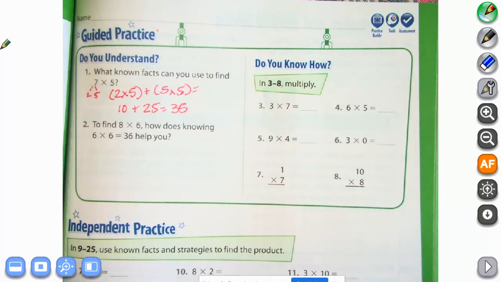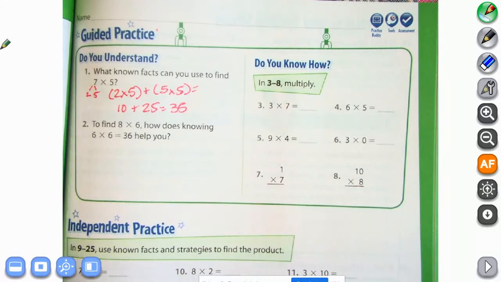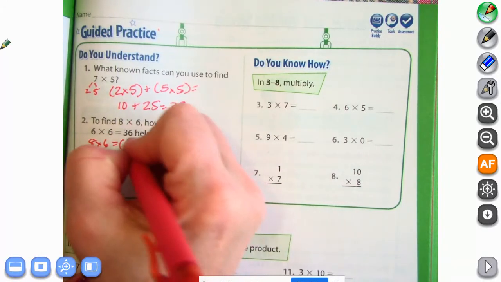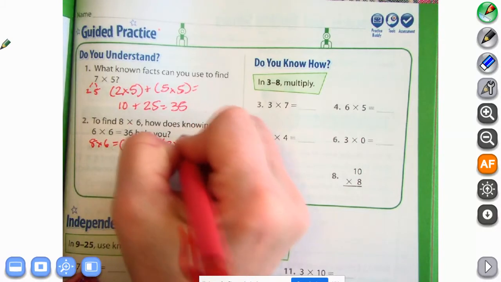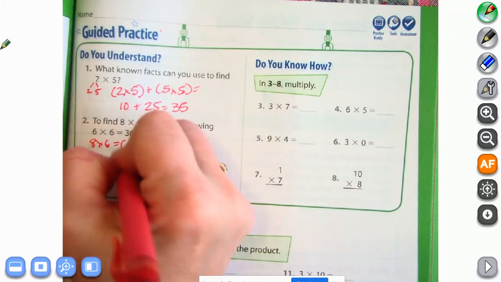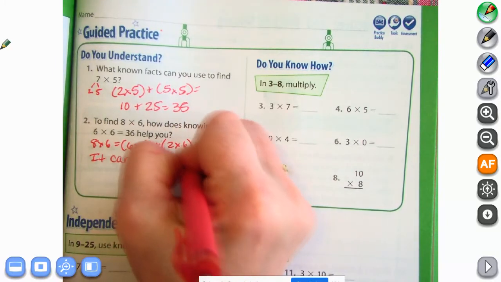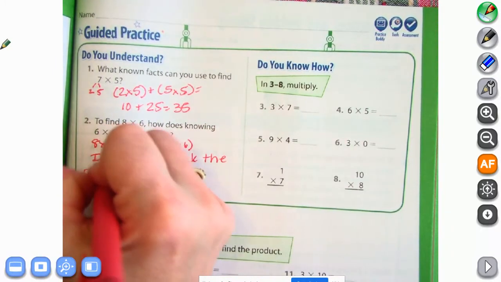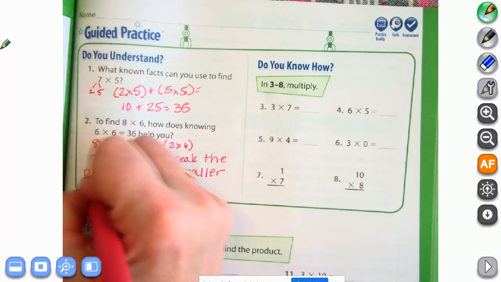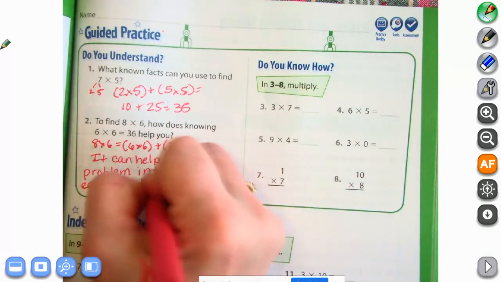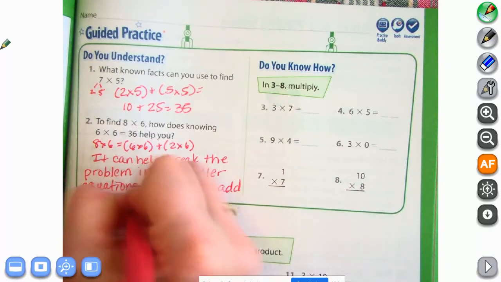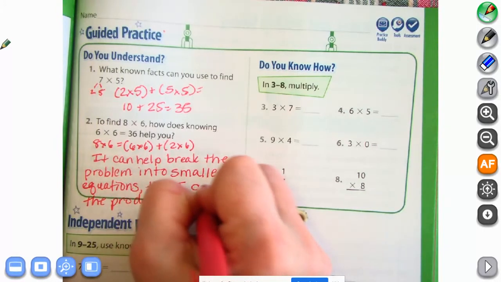Okay, number 2, to find 8 times 6, how does knowing 6 times 6 equals 36 help you? All right, so if I break it down from an 8 times 6 into a 6 times 6 and a 2 times 6, how can that help me? It can help me break the problem into smaller equations. Then I can add the products together to get our answer, right?